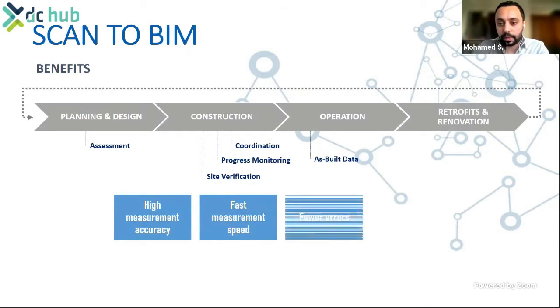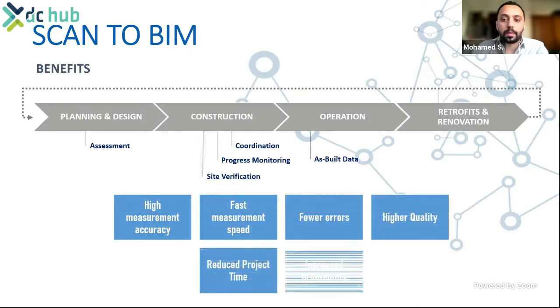Benefits of Scan to BIM can be summarized as shown: high measurement accuracy up to millimeters that results in higher output quality. Very fast measurement, up to 2 million points per second. Subsequently, project time can be reduced. Having fewer errors when planning renovation or extensions for buildings. Since Scan to BIM can provide higher quality while reducing project time, increased profitability can be assured.